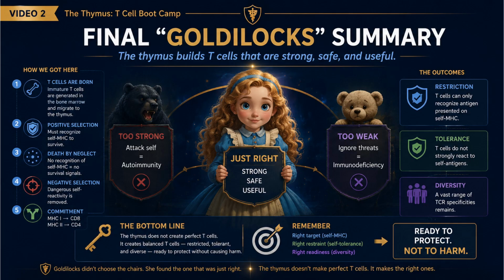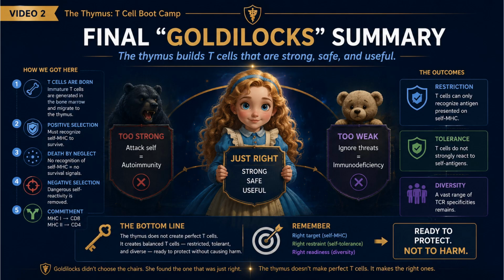This brings us to the Goldilocks summary. The thymus is looking for T cells that are just right. If a developing T cell is too weak and cannot recognize self-MHC at all, it dies by neglect. If a developing T cell is too strong and binds self-antigen too intensely, it is eliminated during clonal selection. But if the T cell recognizes self-MHC appropriately and does not strongly attack itself, it can survive and mature.